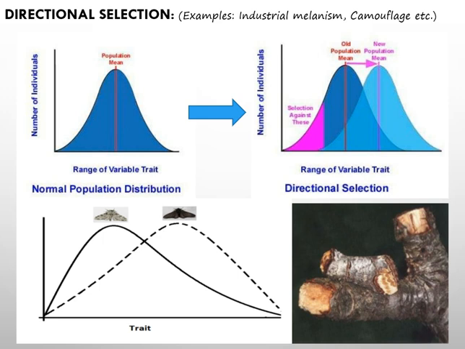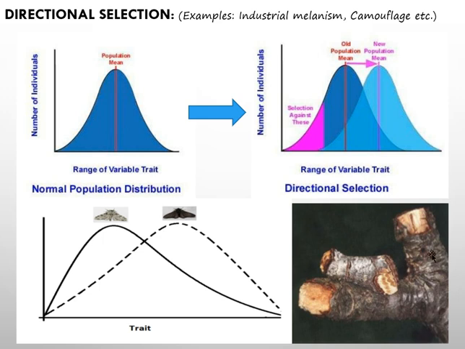Same happens in case of camouflaging. Here this is an insect larva which is camouflaging a dead tree trunk. Now, the better it camouflages with this tree trunk, the more it increases its chances of survival.